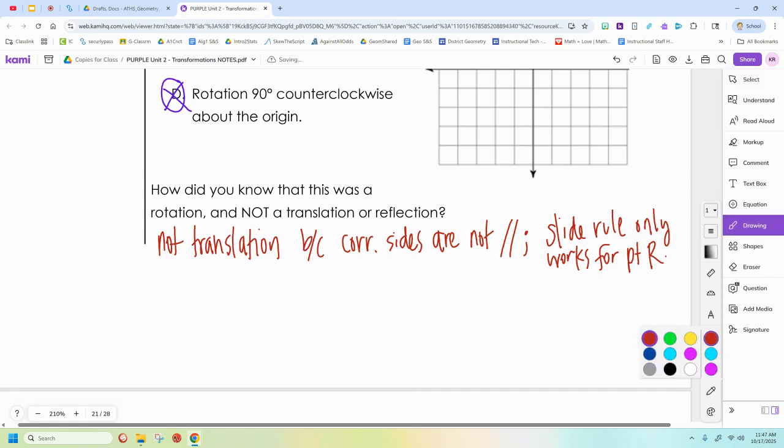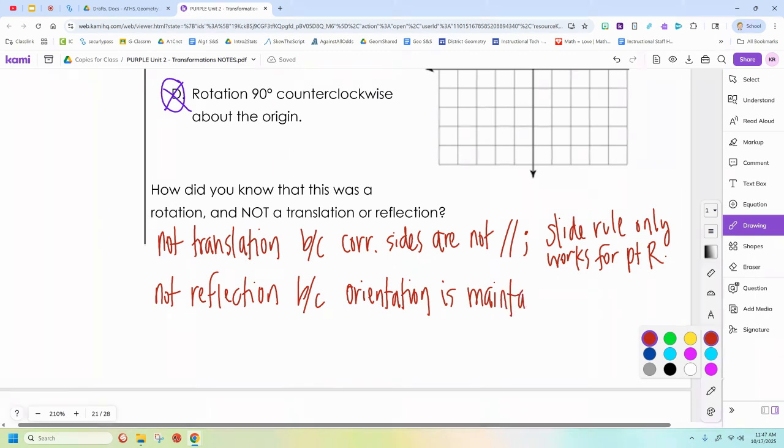And then the last thing maybe we should write down, we know it's not reflection, and I think it was Sophia that said it. So it's not reflection because the orientation is the same, maintained or preserved. Good job. And that's this lesson.